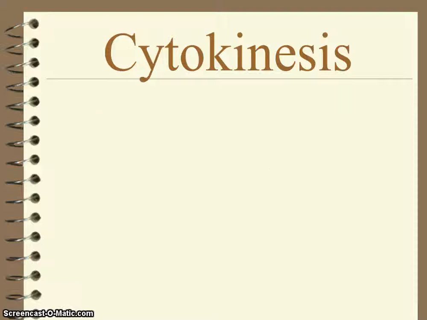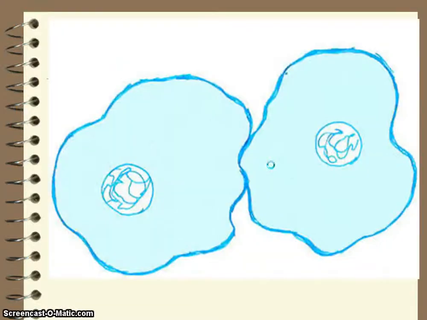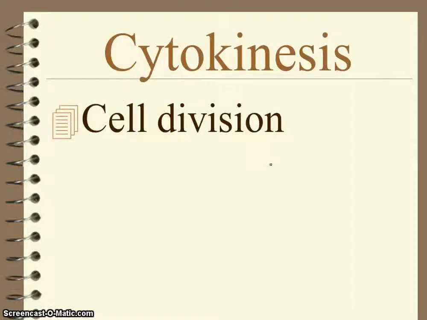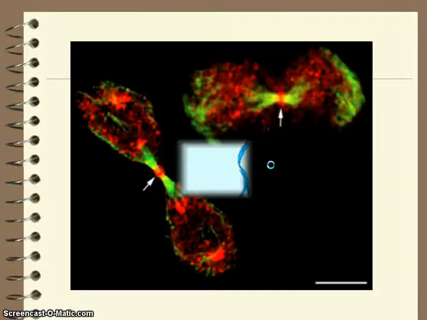Now, cytokinesis is the actual division of the cytoplasm. Okay, so it's the actual division. And you can see here by pictures that the cell has split. And those cells will go immediately into G sub 1 so they can grow and be metabolically active.